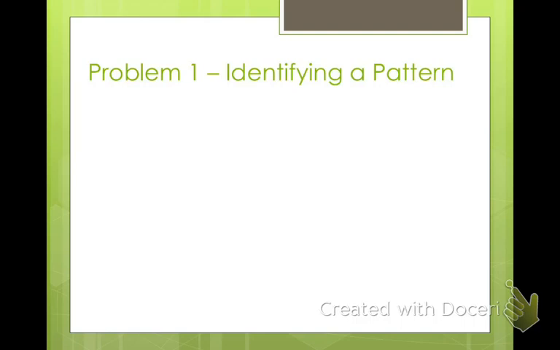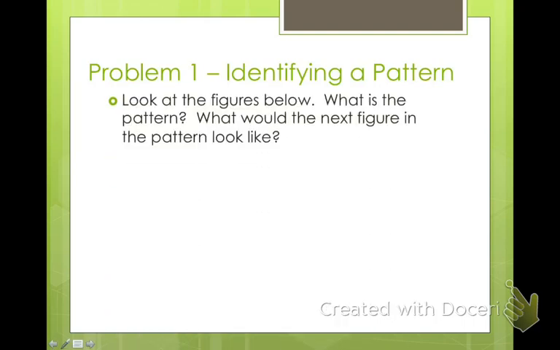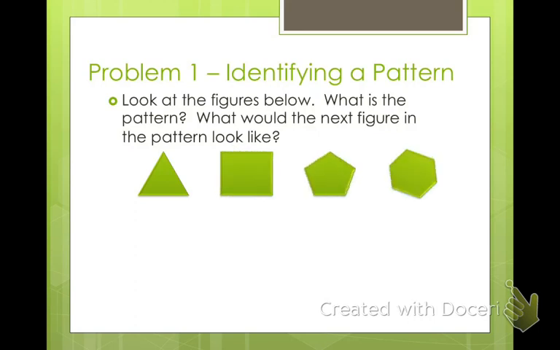First thing we're going to do is identifying a pattern. So let's look at these figures and see if you can tell me what the next figure would be in the pattern. Do you see a pattern? Hopefully you do. The triangle has how many sides? 3. A square has 4. Pentagon has 5. Hexagon has 6. So next we would make what's called a heptagon, which has 7 sides. Good luck trying to draw that.